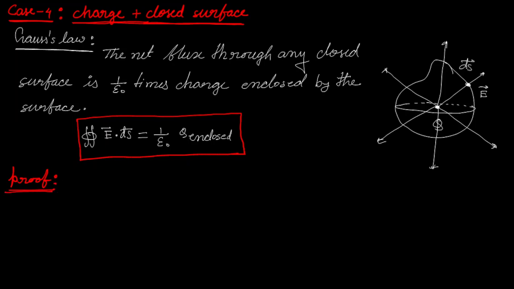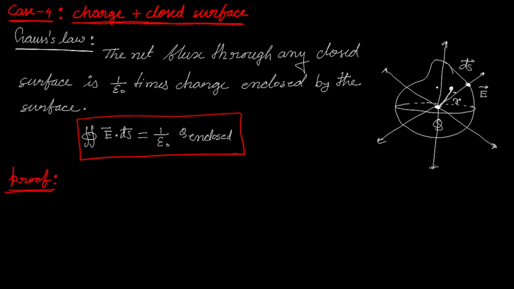For that, just take a look at the figure. Let's say this is any closed surface, and we have a point charge. We have placed a point charge Q on this side, and let's say because of this charge, at a distance r from this charge, at this point, the electric field is E.